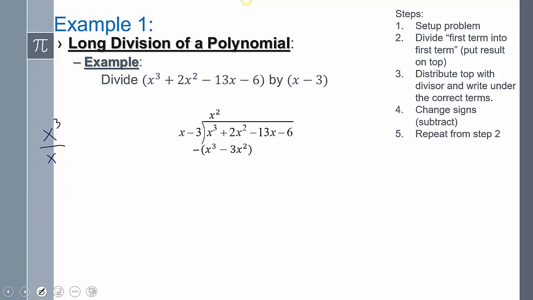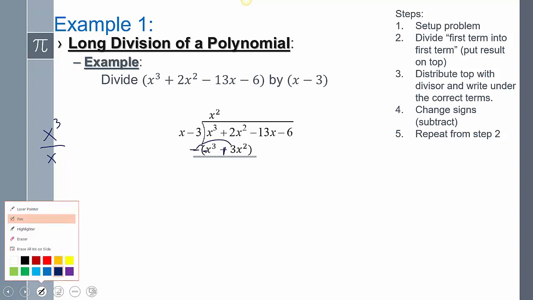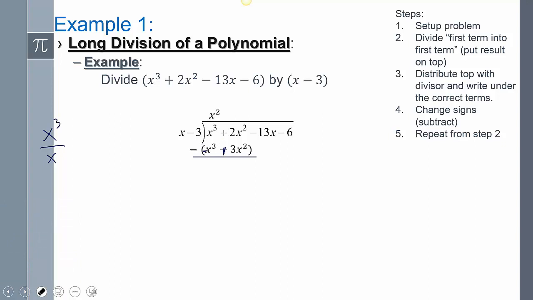So if I'm going to subtract, that means that negative does get distributed, which means negative, positive. And so when we go through and we subtract that, can I erase that part there? What ends up happening is the x cubes cancel out, and then 2x squared plus 3x squared gives me 5x squared.